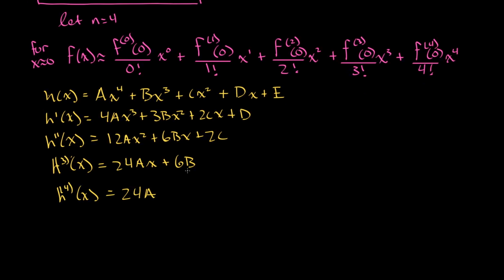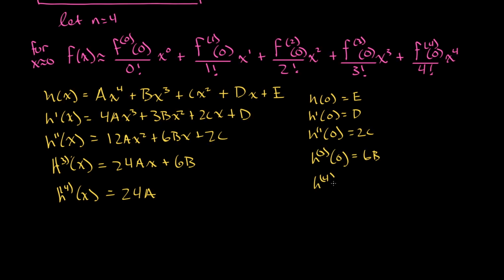And now what we want to do is evaluate all of these at 0. So we find that h of 0 is going to be what? It's going to be e, okay? And then we have h prime of 0, and that's d. And then we have h double prime at 0 is going to be 2c. And then we have our third derivative of h evaluated at 0, that is 6b. And then we have our fourth derivative of h evaluated at 0 is 24a.